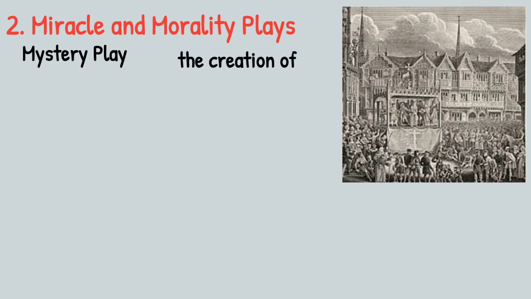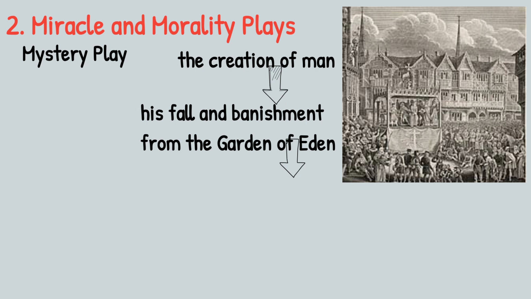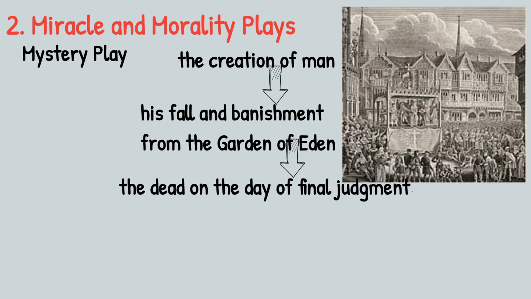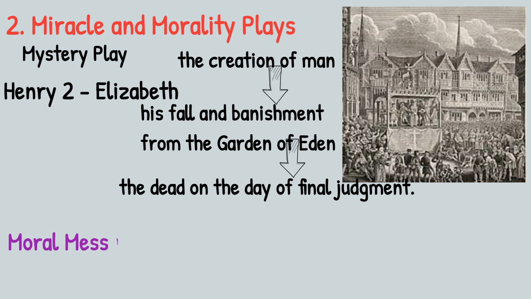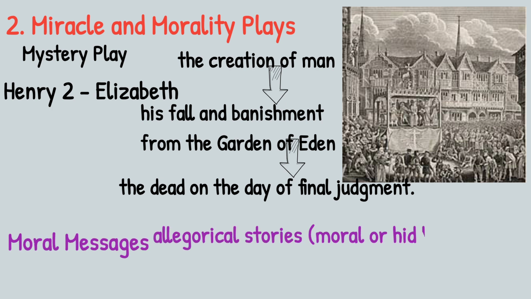This drama developed into an enormous cycle of sacred history, beginning with the creation of man, his fall and banishment from the Garden of Eden, and the dead on the day of final judgment. This kind of drama is called the miracle play, sometimes less correctly the mystery play, and it flourished throughout England from the reign of Henry II to that of Elizabeth.